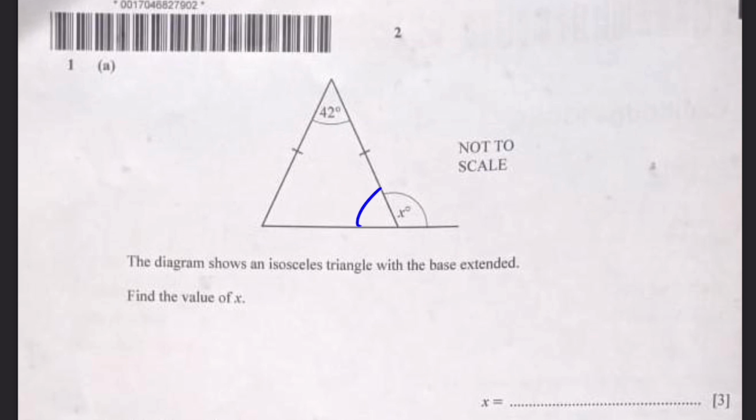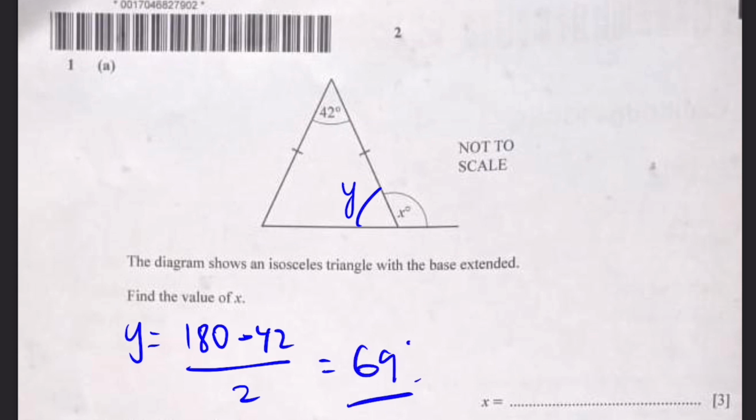So first we can find this angle, let's name that y. Since these two angles are equal, y equals (180 minus 42) divided by 2. That'll be equal to 69 degrees. And the x value will be 180 minus 69, since angles on a straight line add up to 180 degrees. That's 111 degrees.